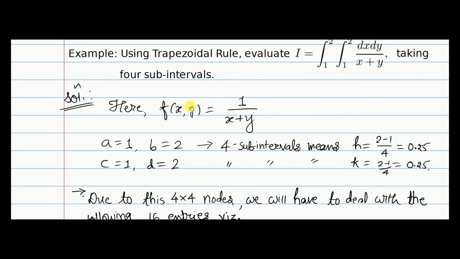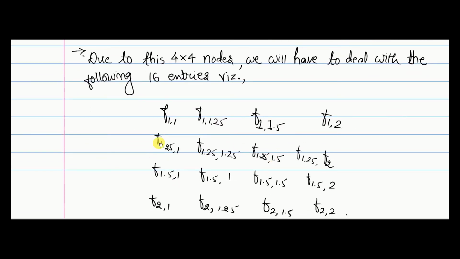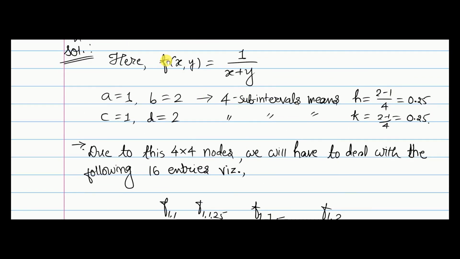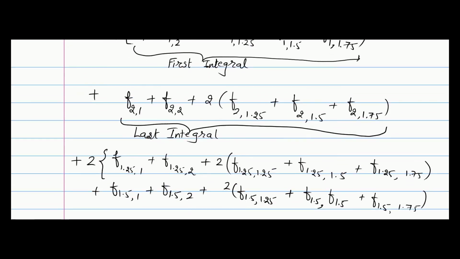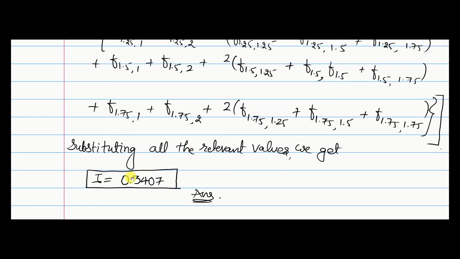You are given here f(x,y) is equal to 1 upon x plus y. So for example, if you are interested to find out, say, f(1.25, 1), what we will get here? We will write here f at x is equal to 1.25 and y is equal to 1. So it will be 1 upon 1.25 plus 1, so 1 upon 2.25, and that is the answer for this entry. Likewise, you can find all these entries and substitute in this formula, and finally you can check that the answer will be I is equal to 0.3407. So in this way we can find the solution of double integral problem on the basis of trapezoidal rule.